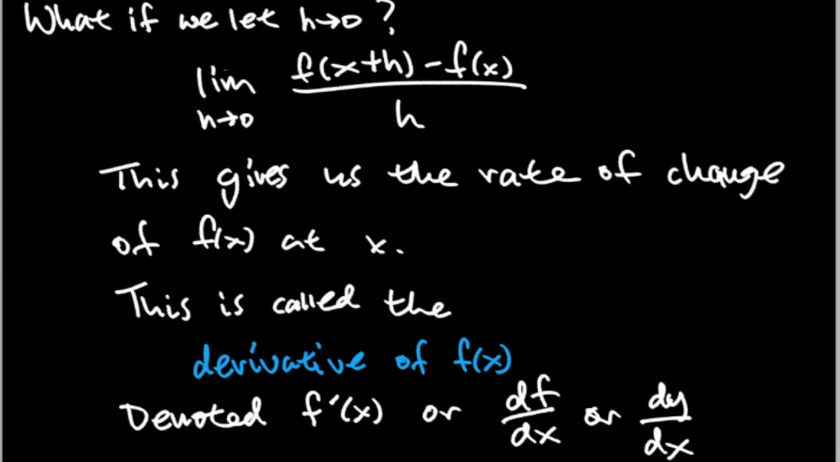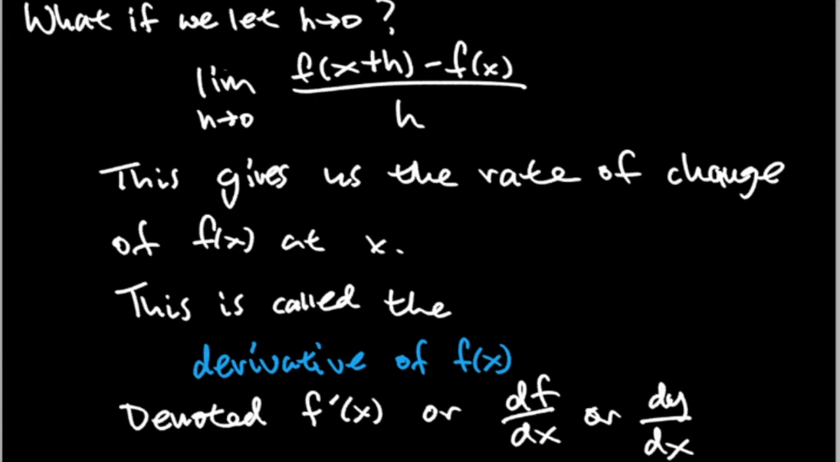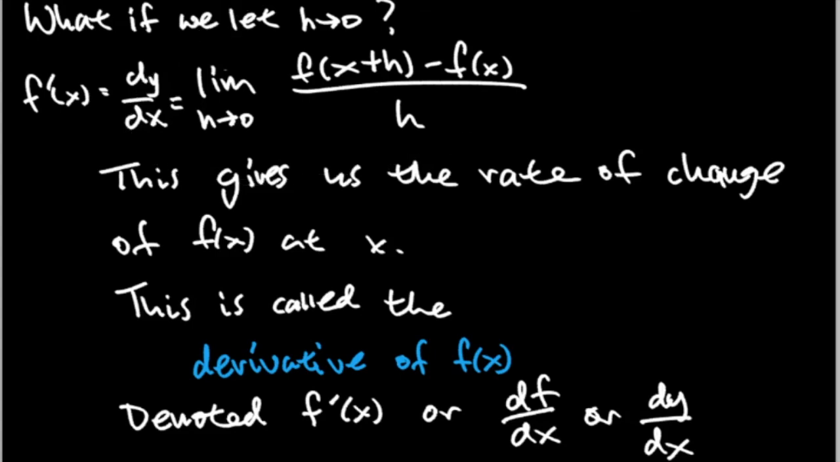We write it in these 3 ways pretty much. F prime and dy dx are the more common ones. Df dx you might see depending on the function. Like if your function is f, then you might have df dx, or for g, dg dx, or for theta of t, you can have d theta dt, stuff like that. But yeah, so the derivative is this. We can say f prime or dy dx equals this definition right here.